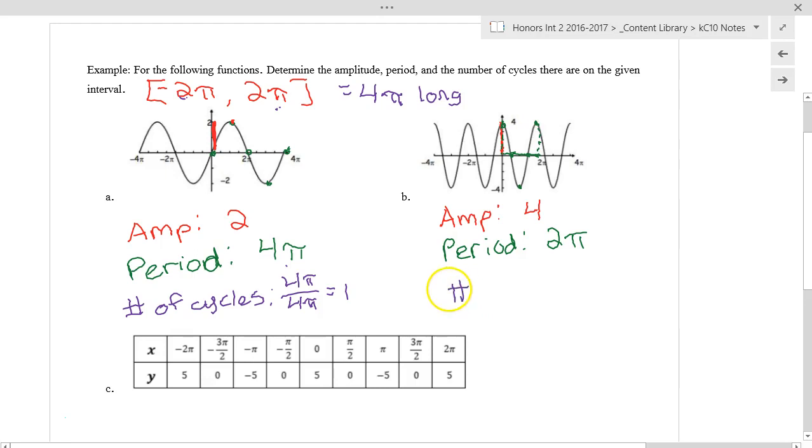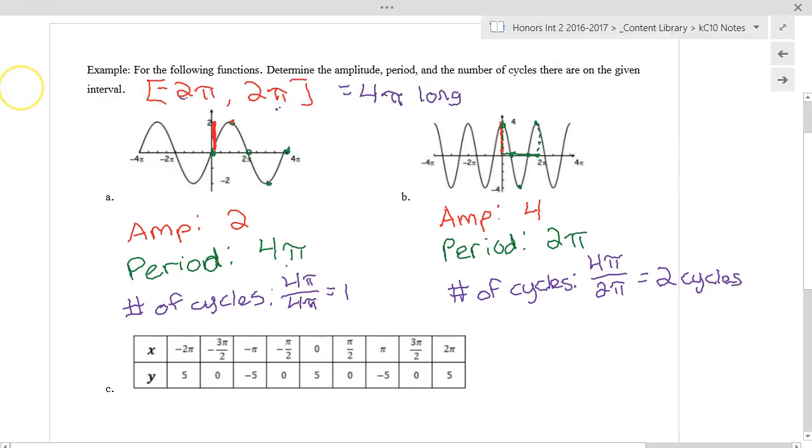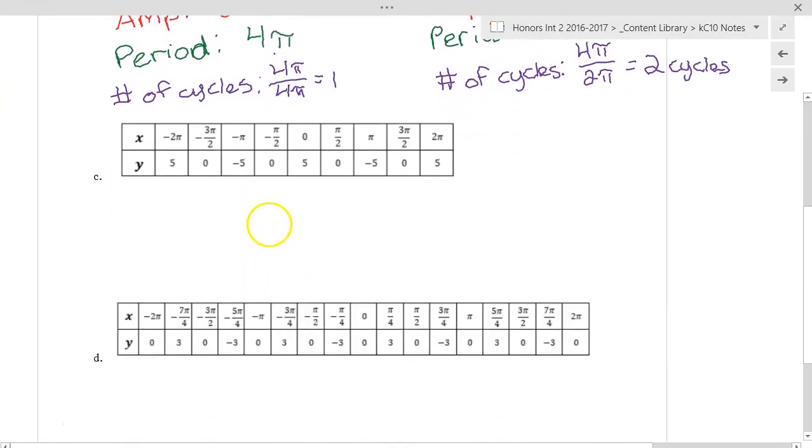And then the number of cycles on negative 2 pi to 2 pi. Well, if it's 4 pi, right, so negative 2 pi to 2 pi is 4 pi, and each period is 2 pi, that means there are 2 cycles. And that's it for those. Next, let's look at our table.